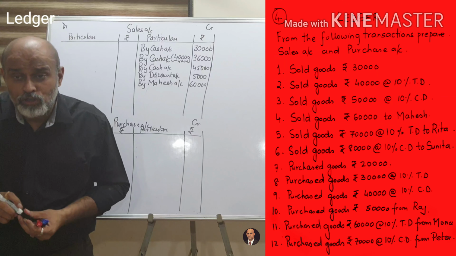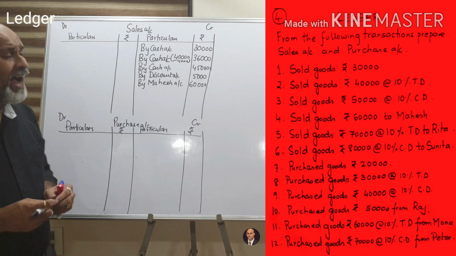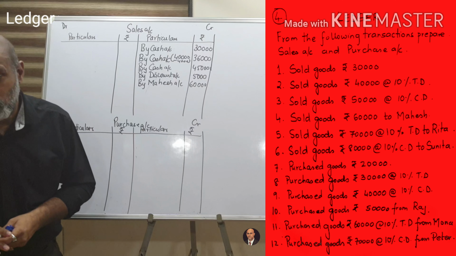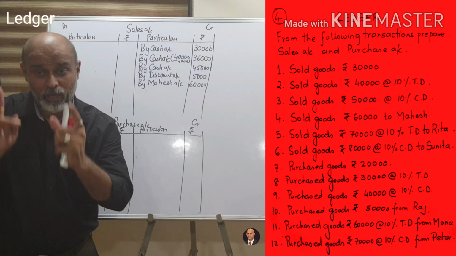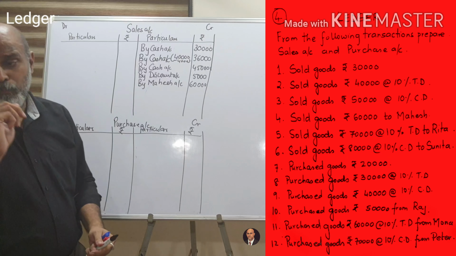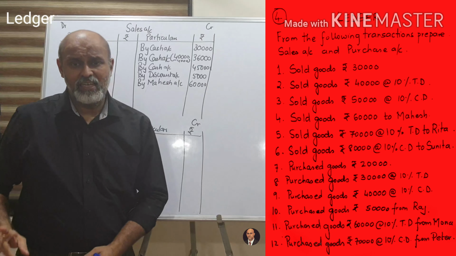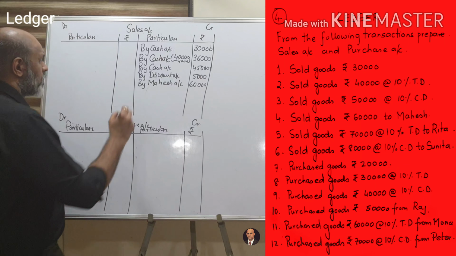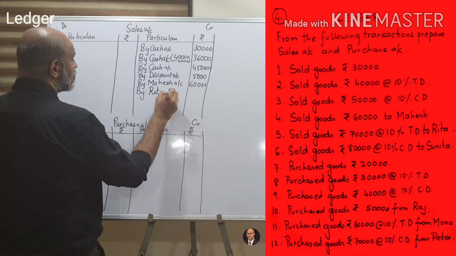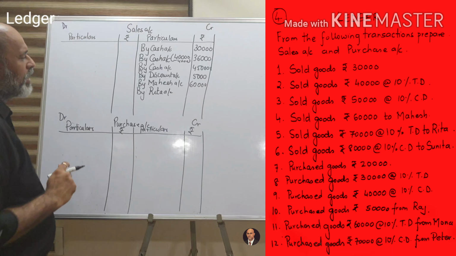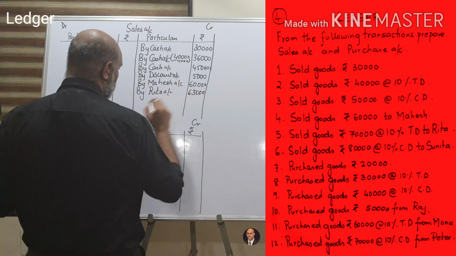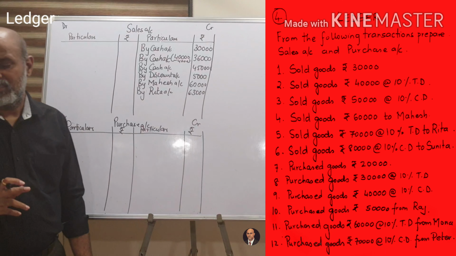Next, sold goods rupees 70,000 at 10% TD to Rita. So what am I doing? I am selling goods. Again, this is a credit transaction, but the trade discount will be applicable. As you know, trade discount is applicable both for the cash transactions as well as for the credit transactions. So I write here by Rita, and from 70,000 I deduct 10% TD, which will make it 63,000.